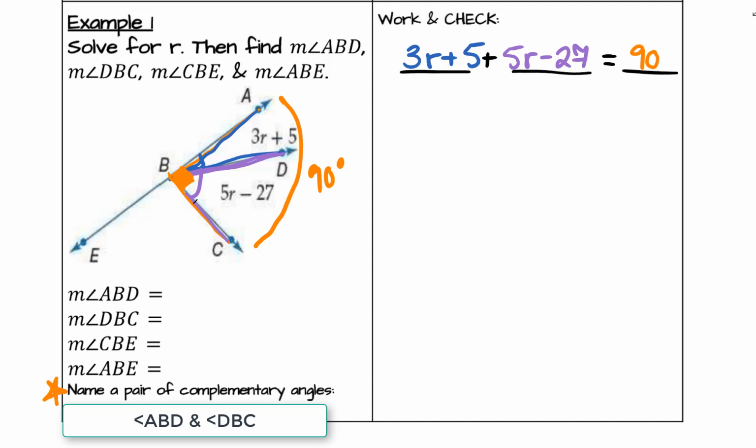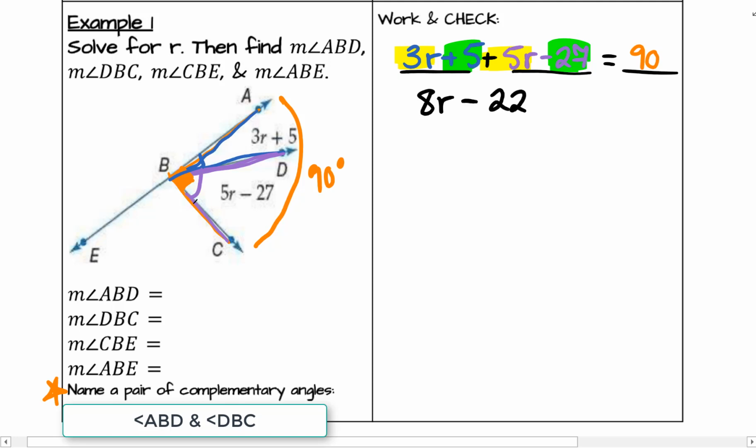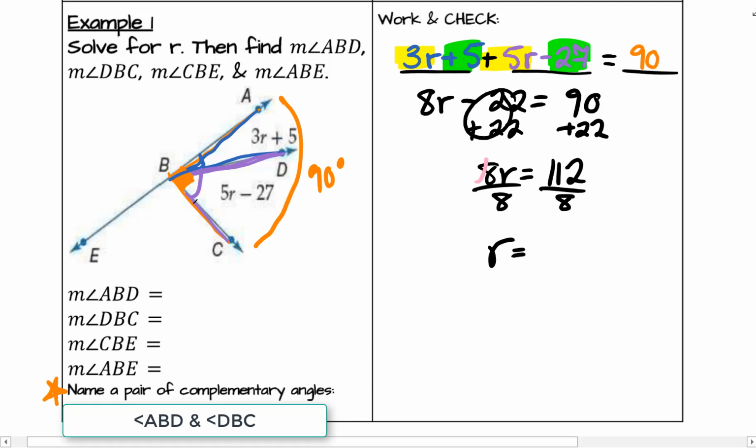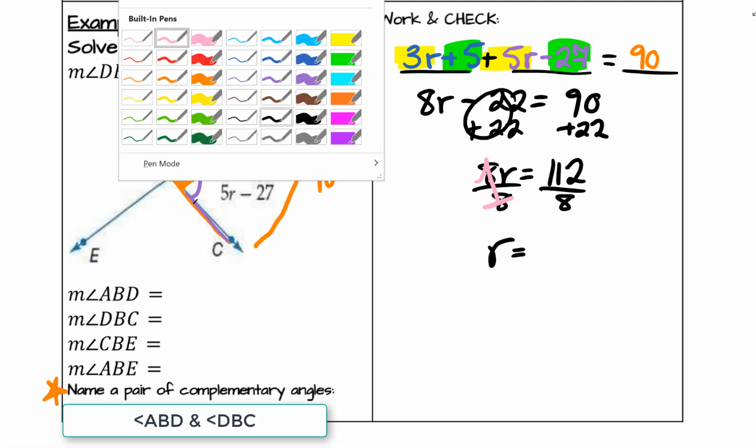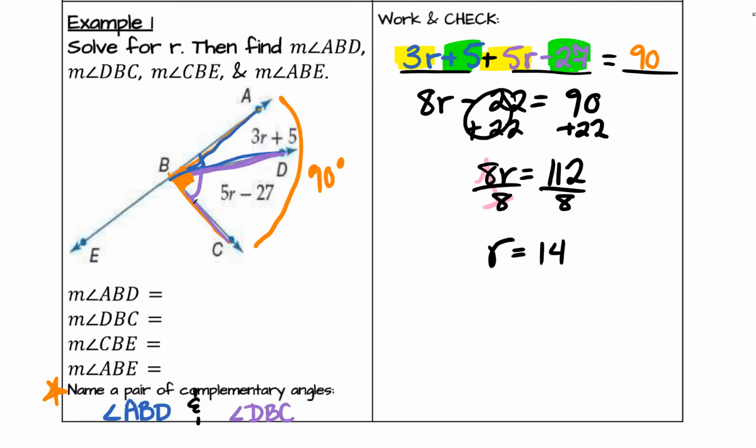Begin by combining like terms. We have 3r plus a 5r. We have a positive 5 and a negative 27. 3r plus 5r is 8r. 5 minus 27 would be negative 22 equals 90. Add 22 on both sides. For the inverse operation, 8r is equal to 112. Go ahead and divide both sides by 8. 8 divided by 8 is just 1, so now I have 1r is equal to 112 divided by 8, which is 14. So now it's time to plug in our value for r to find the angle measures.